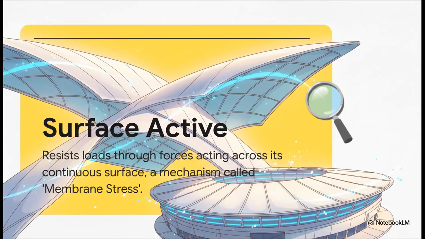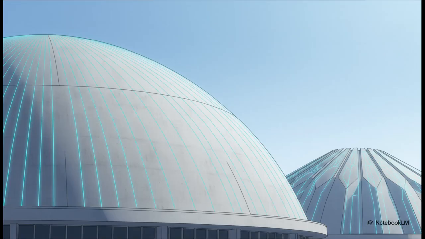Third, we have surface active systems. To get this, imagine a drum skin pulled super tight. Its strength doesn't come from any single point, right? It comes from the tension across its entire surface. And that's the whole idea here, strength through a continuous, unbroken plane. So think of concrete domes, or those cool folded plate roofs. The force spreads out across the entire surface. There's a name for this. It's called membrane stress. And this is how something can be incredibly thin, yet unbelievably strong.